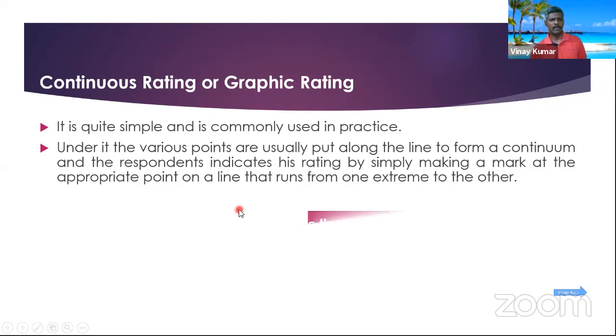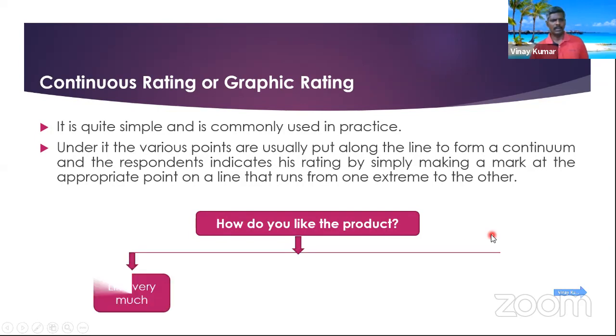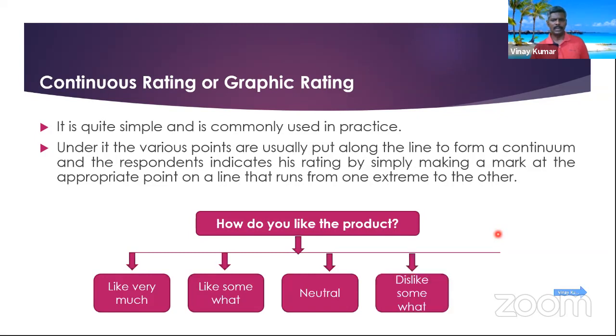Here is an example to understand the continuous rating scale, which you might have already seen in some questionnaires. Imagine I am doing research on customer perception of a product. The question is, how do you like the product? This is a scale. First you present like very much, then like somewhat, then neutral, dislike somewhat, and then dislike very much. So you have a 5-point scale here on a continuum. Liking is what is measured here, whether the customer likes this product or not.